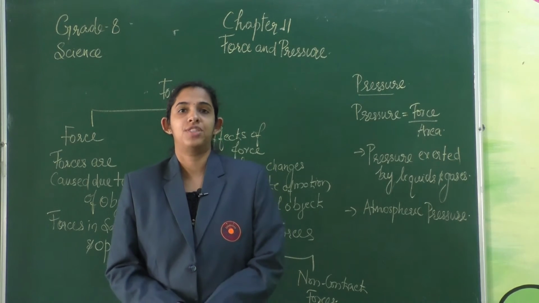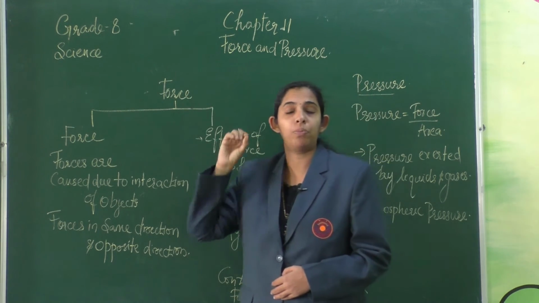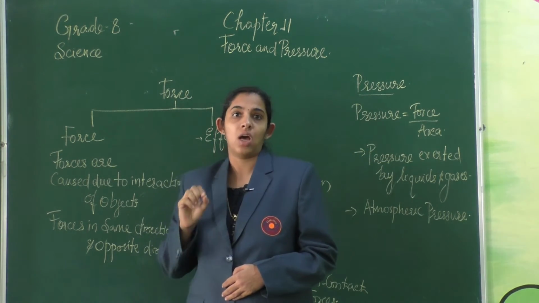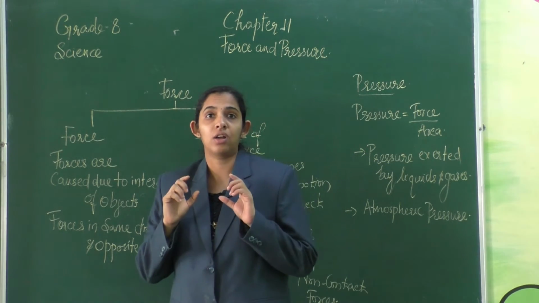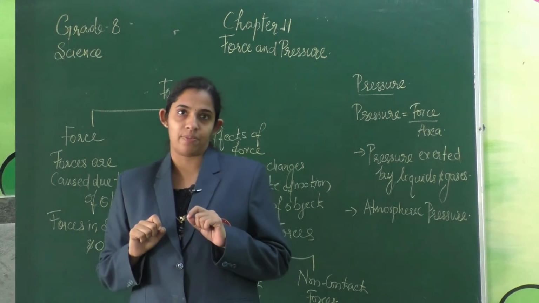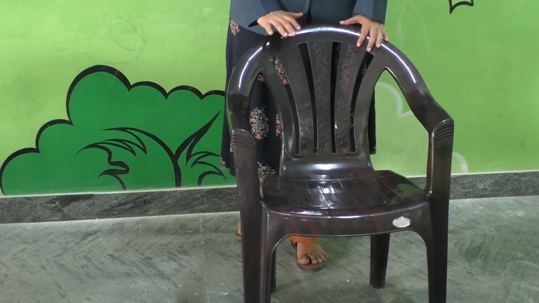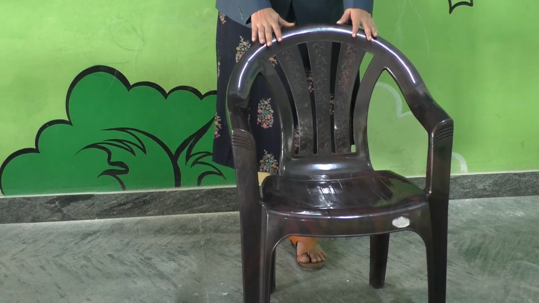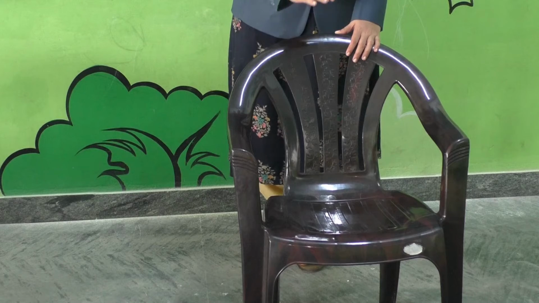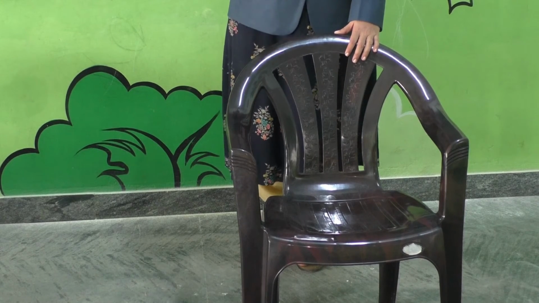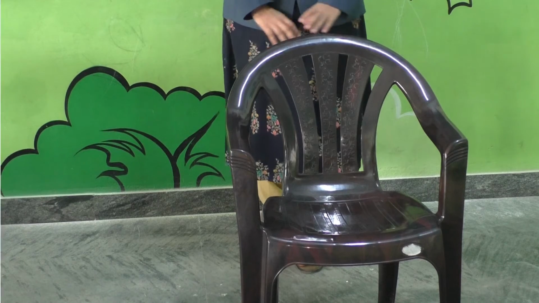In the first section of the chapter, we have discussed what is force. A push or pull applied on an object, we will call it force. We have also seen forces are caused due to interaction of objects. For example, in this chair, if I need to move the stationary chair, I need to apply a force. So, when I am applying this force, you have seen the chair has moved. You might have also noticed the chair has moved in the direction of force applied.